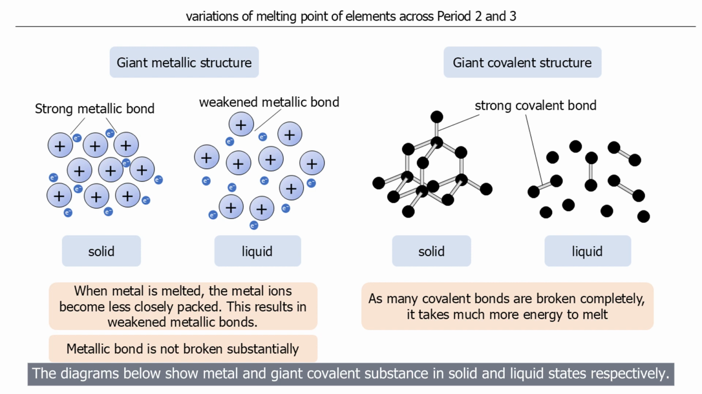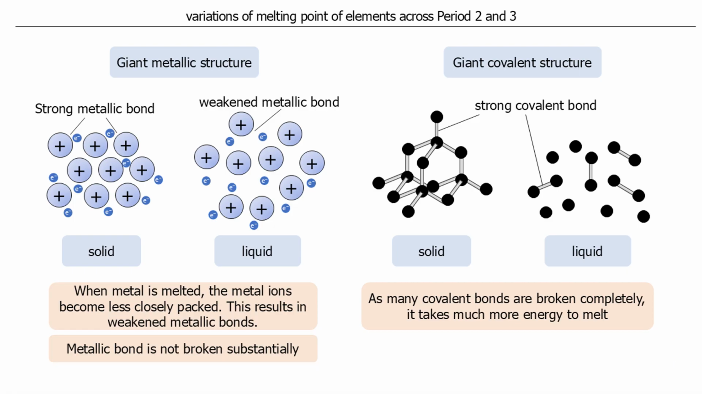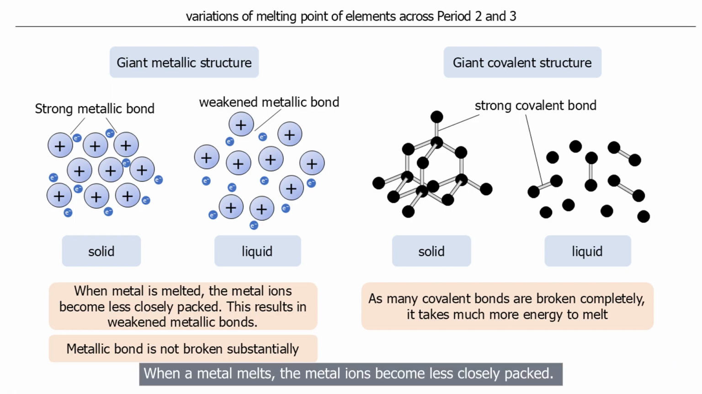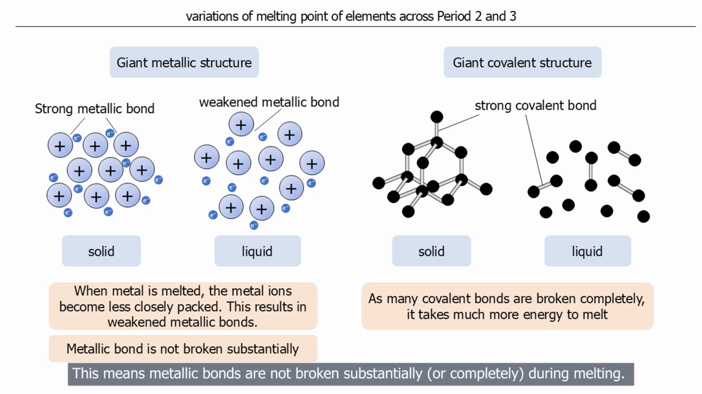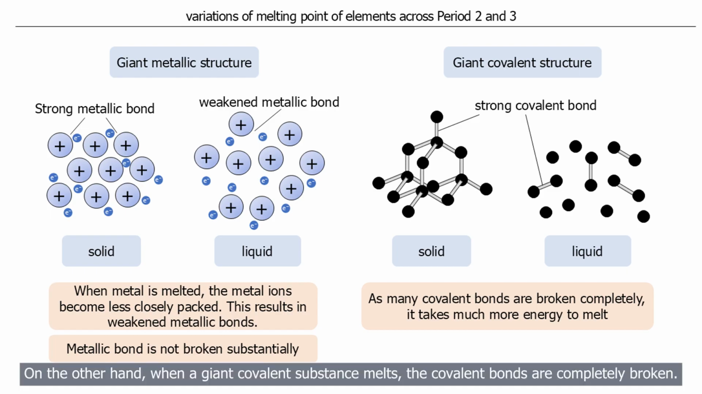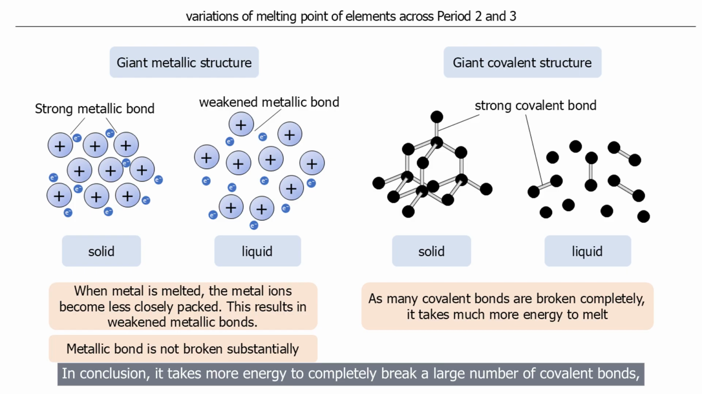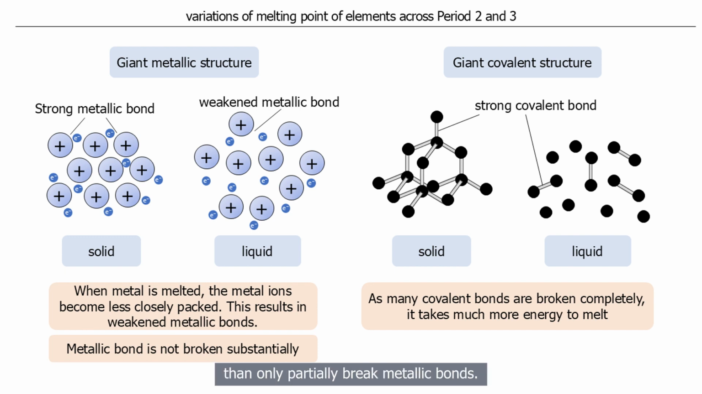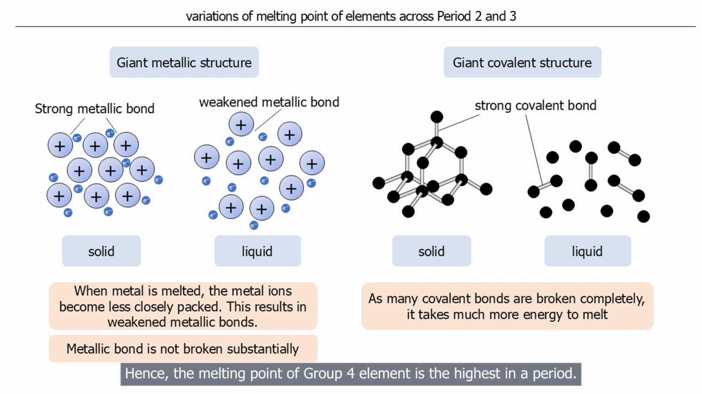The diagrams below show metal and giant covalent substance in solid and liquid states, respectively. When a metal melts, the metal ions become less closely packed. Weakened metallic bonds exist in liquid metals. This means metallic bonds are not broken substantially or completely during melting. On the other hand, when a giant covalent substance melts, the covalent bonds are completely broken. In conclusion, it takes more energy to completely break a large number of covalent bonds than only partially break metallic bonds. Hence, the melting point of group 4 element is the highest in a period.